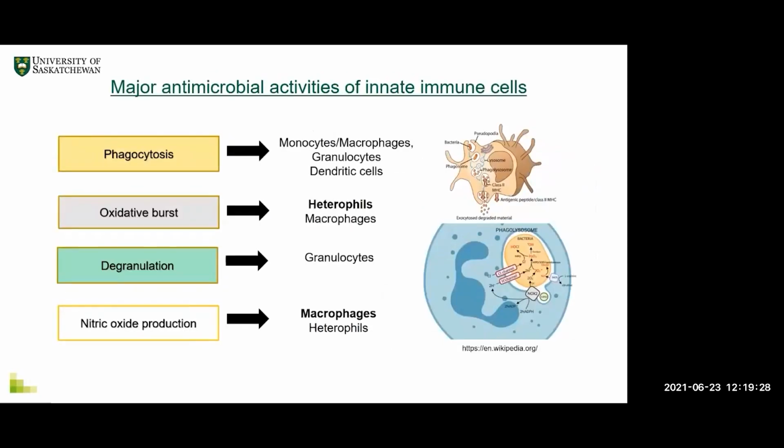So the major antimicrobial activities of innate immune cells in the chicken immune system we can recognize as phagocytosis, oxidative burst, degranulation and nitric oxide production. Phagocytosis we can mainly see in macrophages, granulocytes and dendritic cells, and for oxidative burst, heterophils and macrophages are responsible. Degranulation mainly happens in granulocytes. So in our study, we focus on these three major mechanisms.